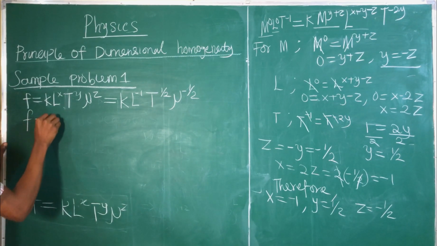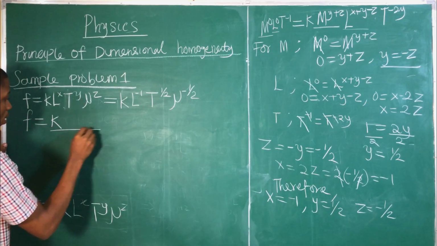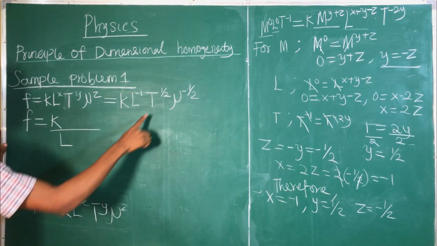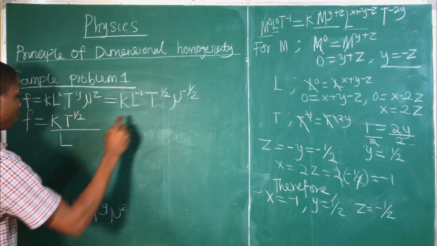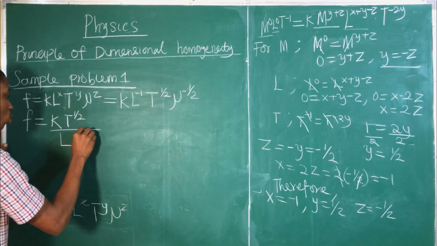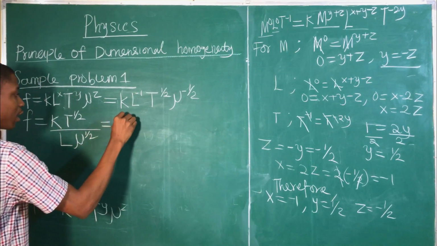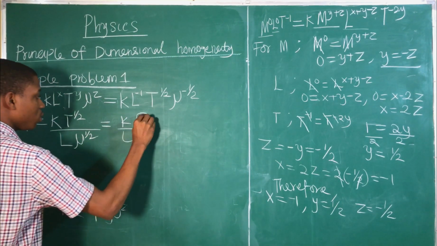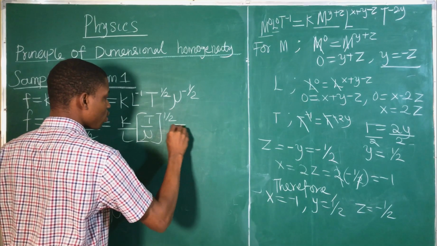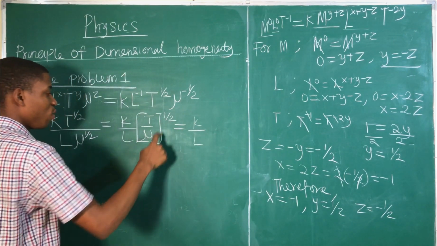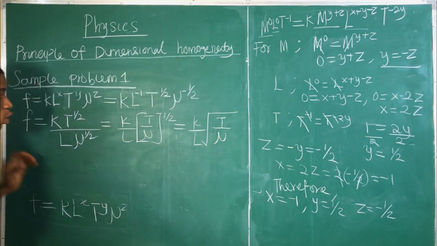So therefore, let's play with this. We have that the frequency is equal to K. This is L to the negative 1, meaning it's going to come down, so we have L, then T raised to the power 1 over 2, and mu to the negative 1 over 2, which is going to come down as mu to the 1 over 2. Of course, we're going to combine these two because they have the same power. We have K over L, T over mu, raised to the power 1 over 2. But 1 over 2 is the same as taking the square root of T over mu. So the concept is very easy.